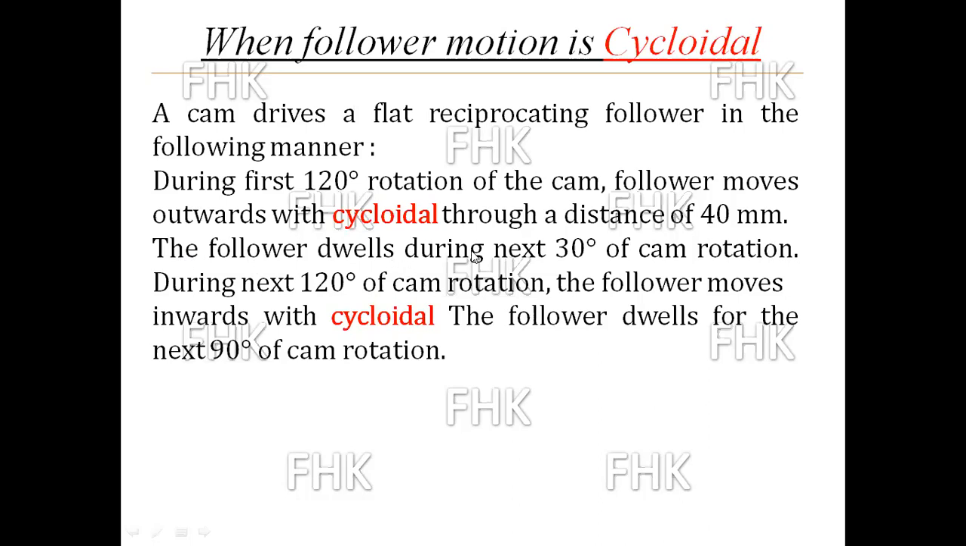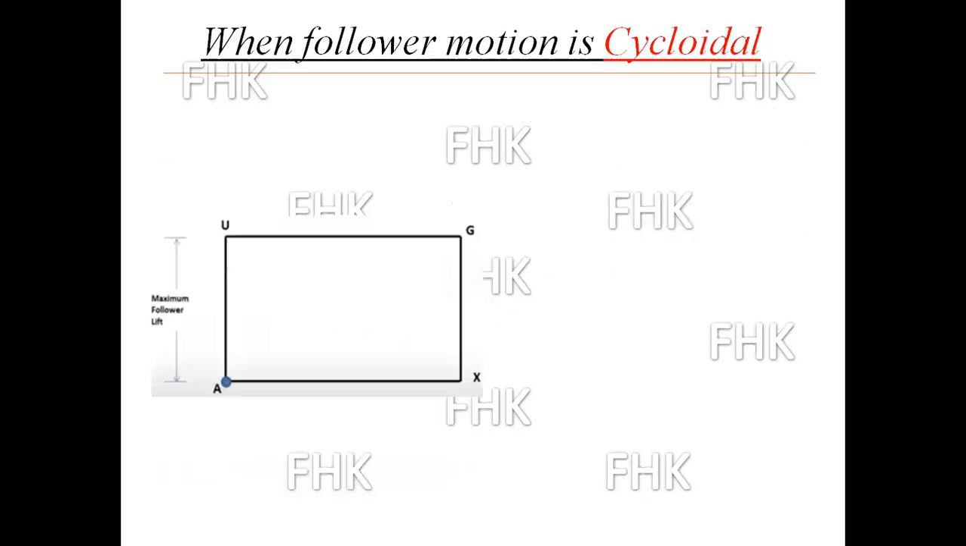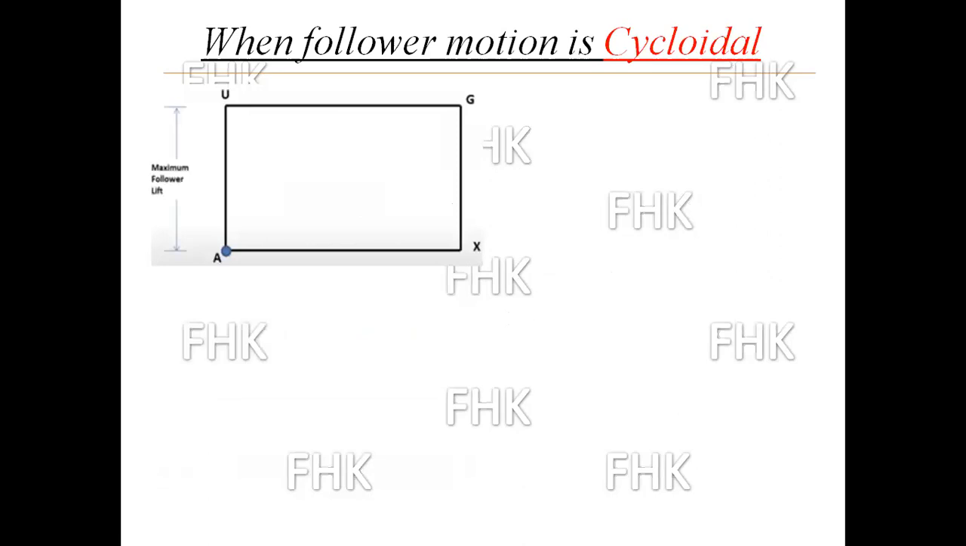Okay, the follower dwells during the next 30 degrees of cam rotation. During the next 120 degrees of cam rotation, the follower moves inward with cycloidal motion. The follower dwells for the next 90 degrees of cam rotation. That is the data which is given in the problem statement. Now see how to draw the displacement curve when the follower motion is cycloidal.